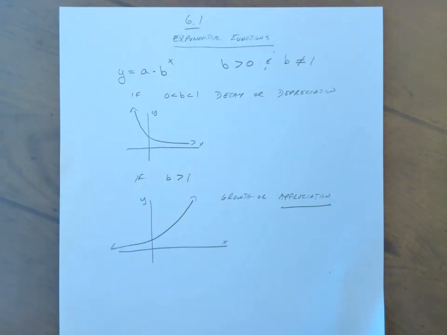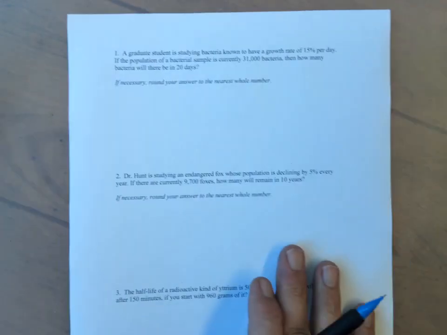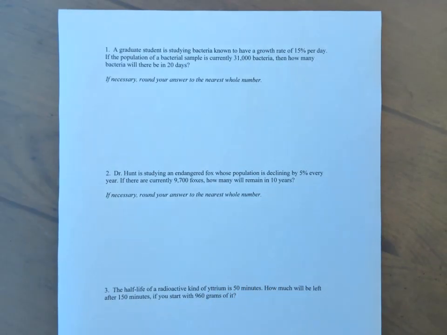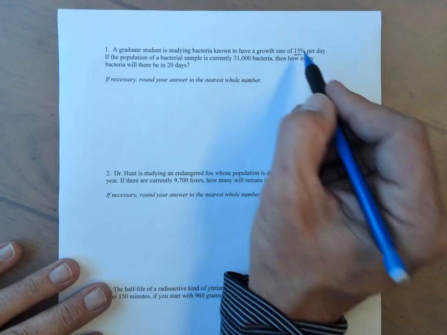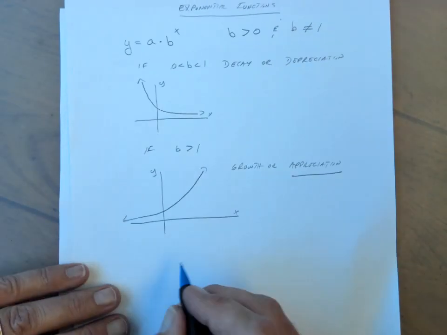All right, so we've got a few word problems that we're going to look at. That's going to be our focus here. And you're going to be using a graphing calculator for a lot of what we do, especially our word problems, very consistent with what we've done all year. And so here we have a graduate student studying bacteria as a growth rate. Okay, so let me just go back here for a second.